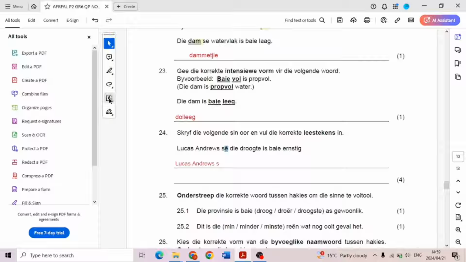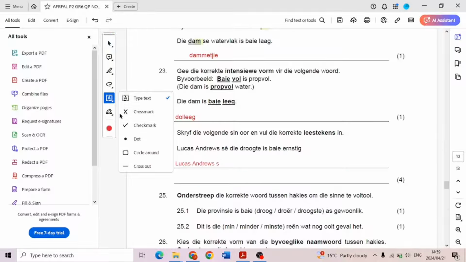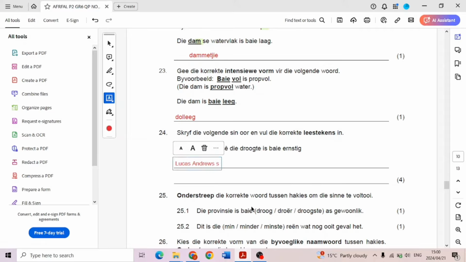Copy, let's see if it will allow that. Oh, there we go. With all direct sentences, colon, open, D, capital letter, droogte is baie ernstig. Doesn't matter whether you understand the sentence or not, you just need to know that after the word say, the direct speech needs to come in. Full stop, inverted commas, done.